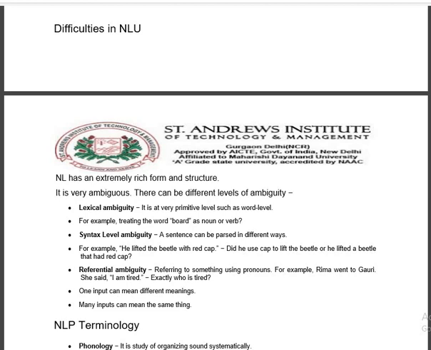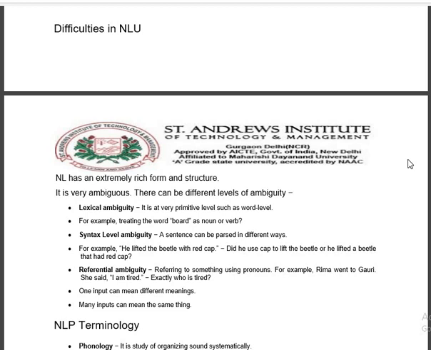I am going to depict for Meena, or I am going to depict for Sita. One more example I have written here: He lifted the beetle with the cap, red cap. Did he lift the beetle with the red cap? Or what is the meaning of a red cap here? So some kind we also come across is referral ambiguity. Referral ambiguity mostly involves the pronouns part. Prima went to Gauri and she said that I am tired. Exactly who is tired at that particular time?